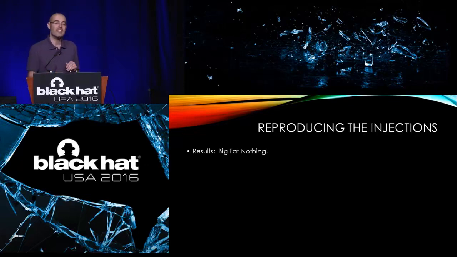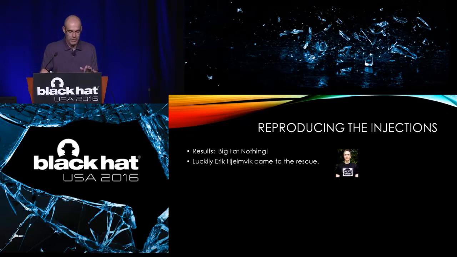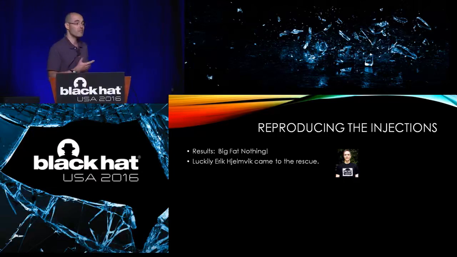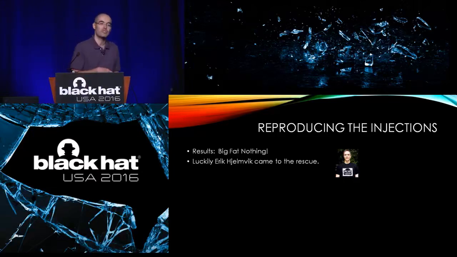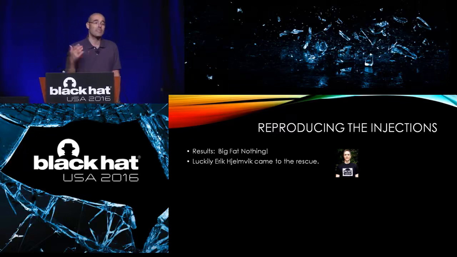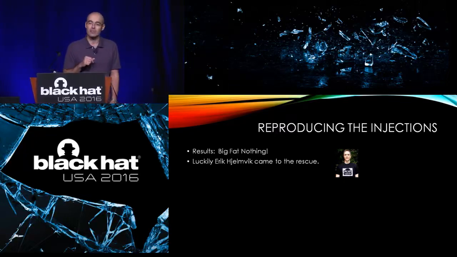But after the initial publication of this work, a researcher named Eric Helvig came to the rescue. Some of you may know him as the author of the popular NetworkMiner, and he also tried to reproduce the injections. And he was more successful than we were. He managed to reproduce 2 of the injection groups out of the 14. But after a few weeks, he also didn't manage to reproduce those injections anymore.